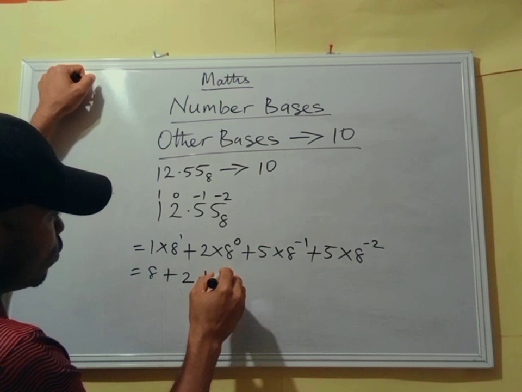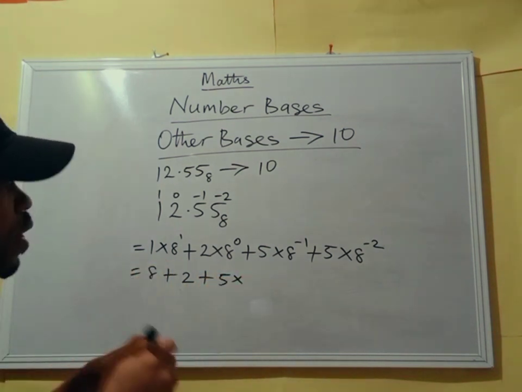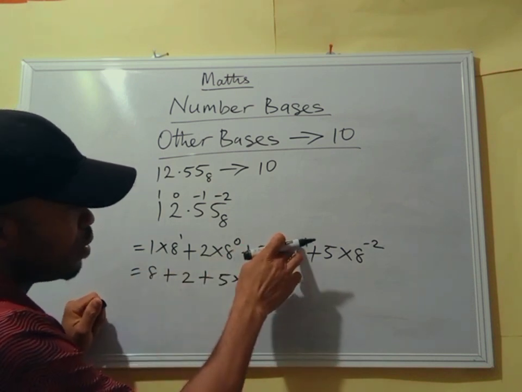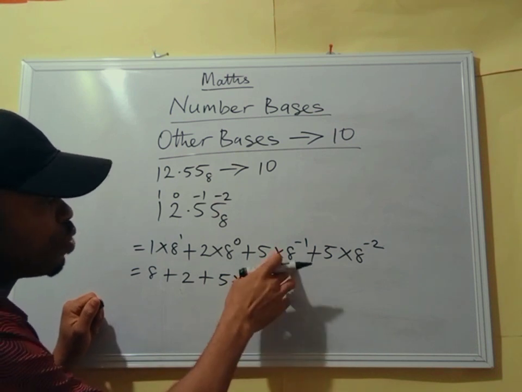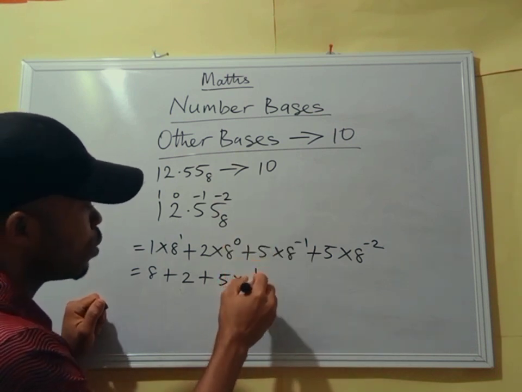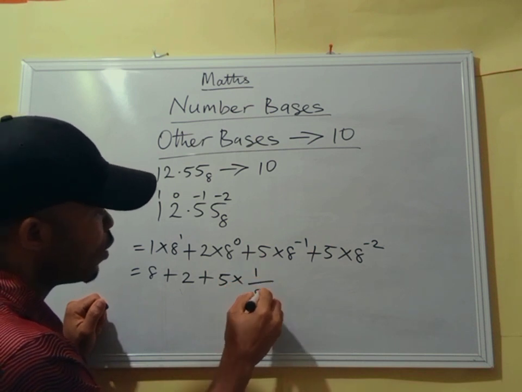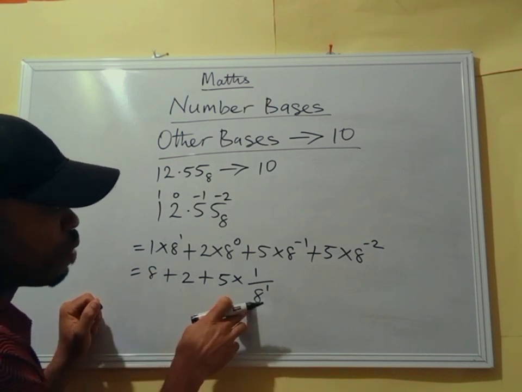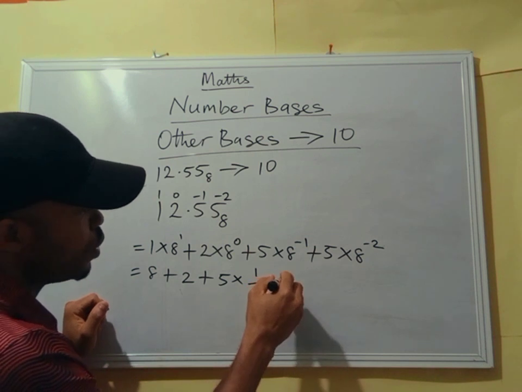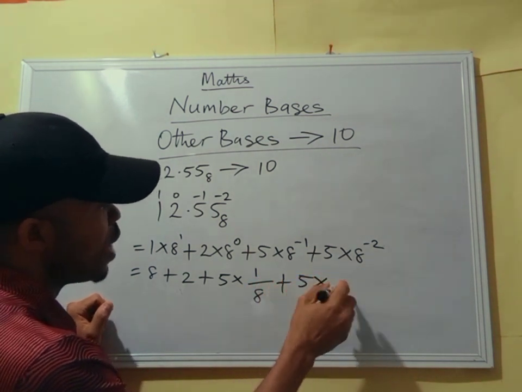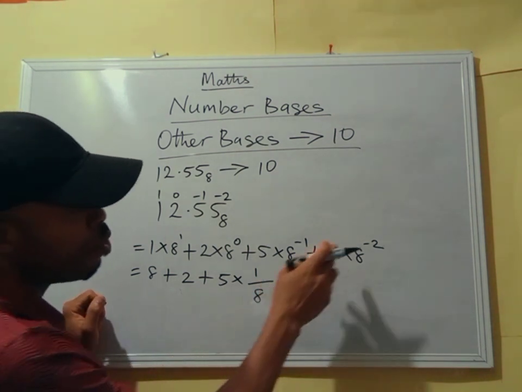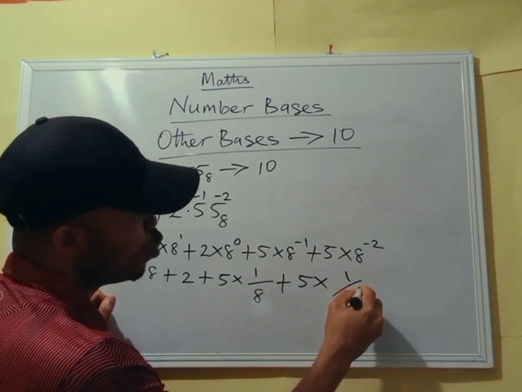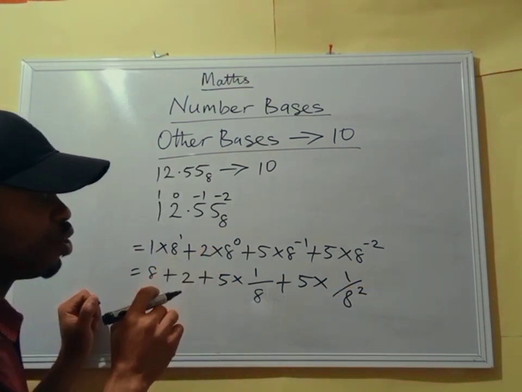Plus 5 times, whenever you have a number and a negative power, when you remove that negative sign from the power to change it to a fraction, it will become 1 over that number raised to that power without the sign anymore. Right? But since 8 raised to power 1 is still 8, we don't bother putting 1. Then plus 5 times, here we have 8 raised to power minus 2. So when we remove that sign from there, it will become 1 over 8 to power 2 this time, only 2, without the sign anymore.